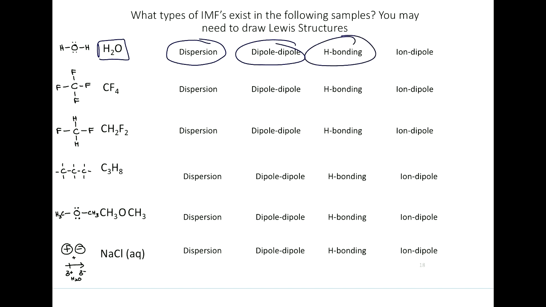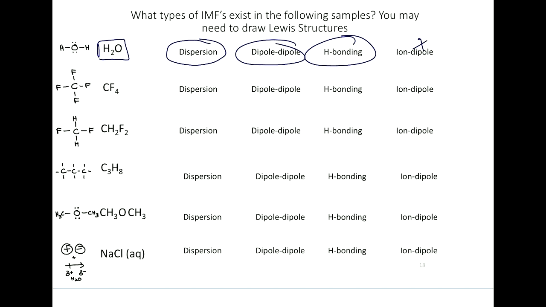Okay. Can water ion-dipole? So just look at the name. Ion-dipole. You need something that's an ion, and you need something with a dipole. Does water have a dipole? Yes, but are there ions in water? No, there's not, so it cannot ion-dipole. You need both of those things in order for ion-dipole to be present.